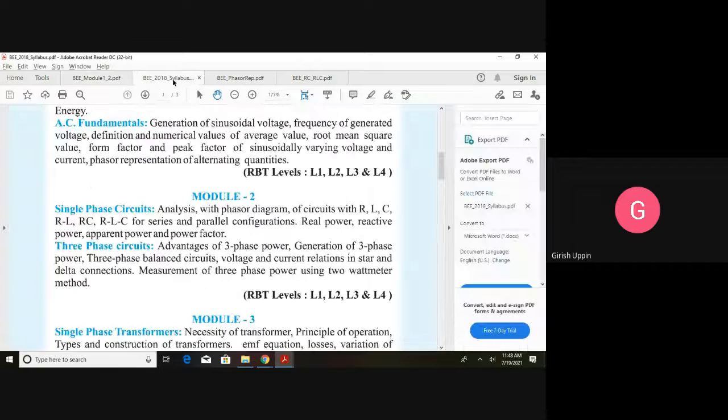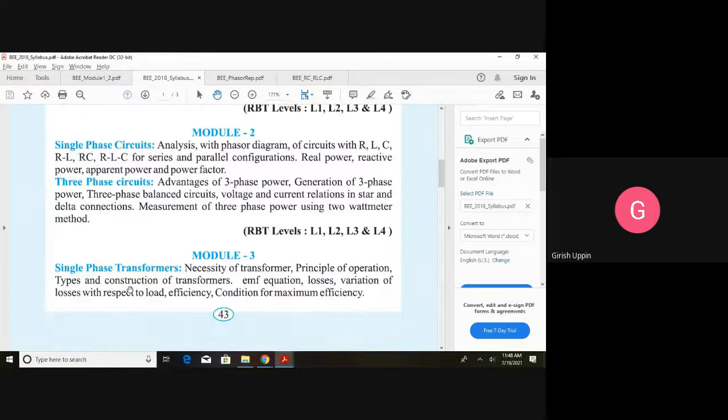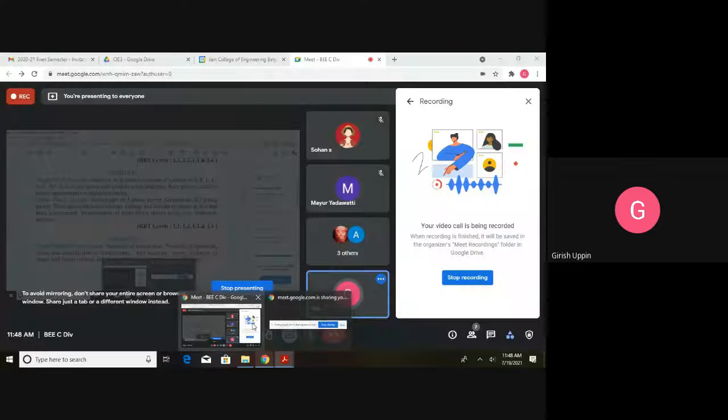That completes this part. In tomorrow's class, we will see three-phase AC circuits, and also we will see the single-phase transformer. I request all of you to read before coming to the class so that it will be more useful for you.